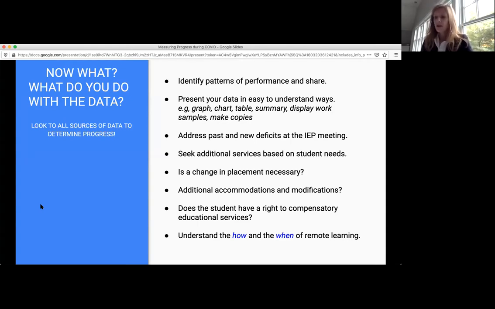Whatever you do, I would highly suggest that you make copies and you distribute it to each of the members in your team. Again, I think that work samples are very, very powerful. So you probably want to select some of your most salient work samples and also present those. But really, you're trying to make a point of where your child is trending in relation to a particular goal.